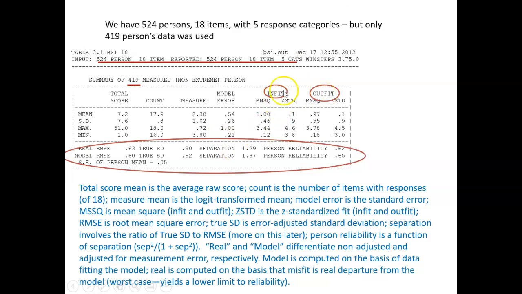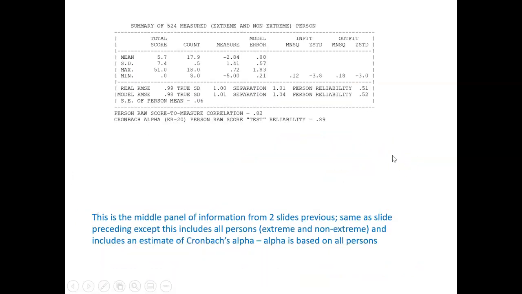We have infit and outfit. These are our fit statistics. We have lots of model information over here. We have our person separation. This is a person table, so we have our person separation and reliability right here. That second table down now is our full 524 people.